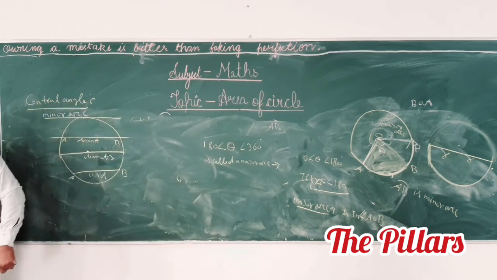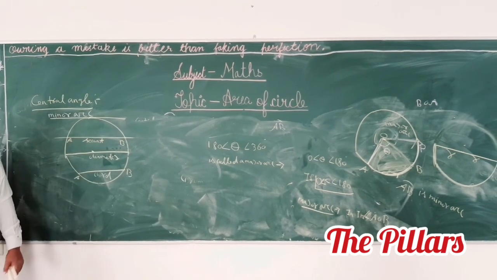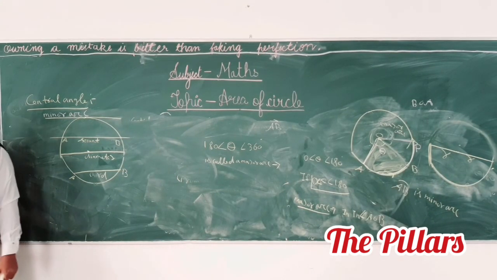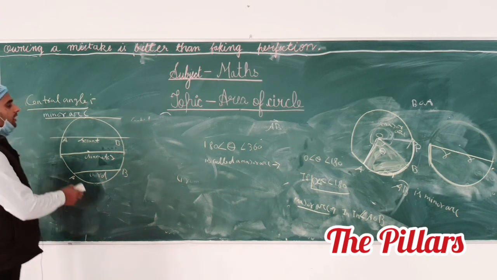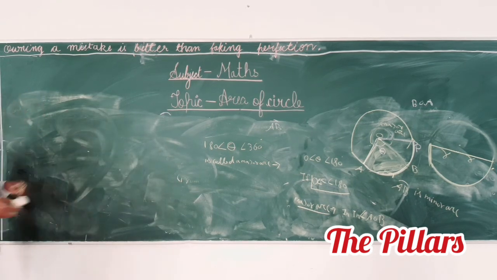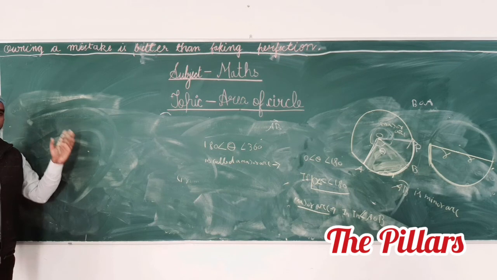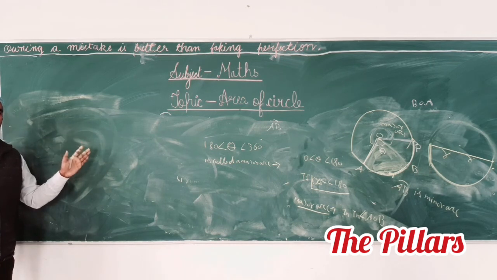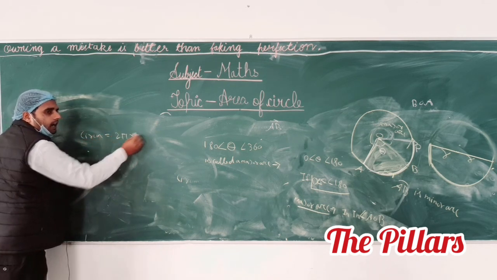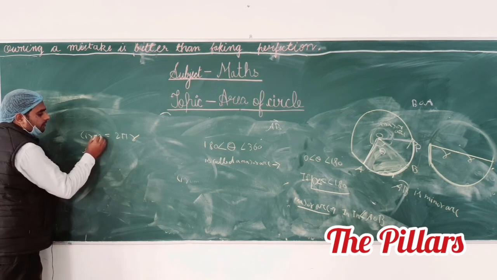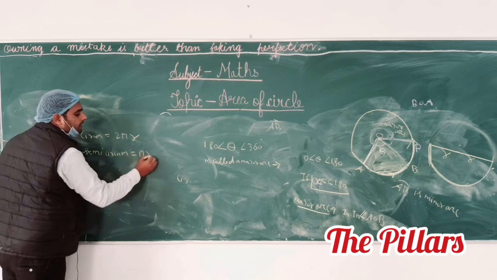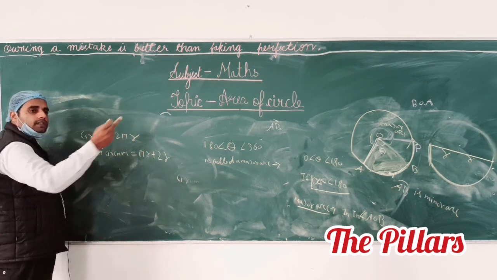Write down the formulas. Circumference of a circle is 2 pi r. Semi circumference is pi r plus 2r. How the 2r comes, you have to mention by the figure.